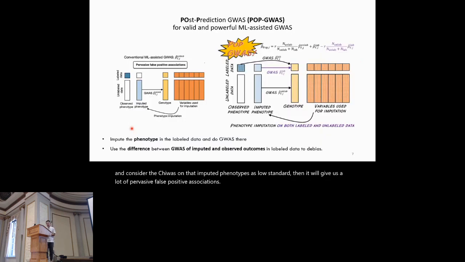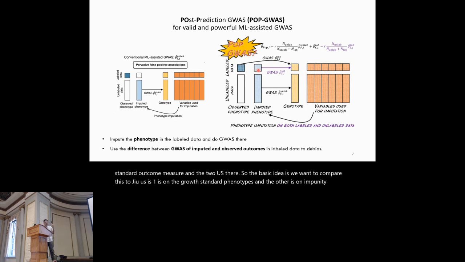So to address these problems, we propose a new statistical framework called post-prediction GWAS that allows us to do valid and powerful machine learning assisted GWAS. This is the conventional design for machine learning assisted GWAS, and here is our proposed study design. The key idea here is we need to impute the phenotypes also on the labeled data that have the gold standard outcome measured and do GWAS there. So the basic idea is we want to compare these two GWASs. One is on the gold standard phenotypes, and the other is on the imputed phenotypes.